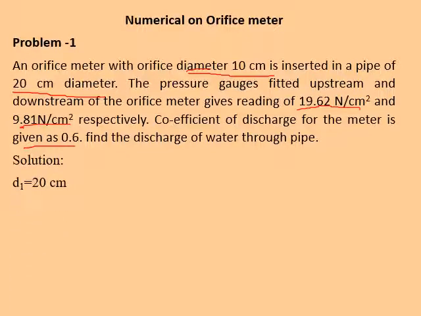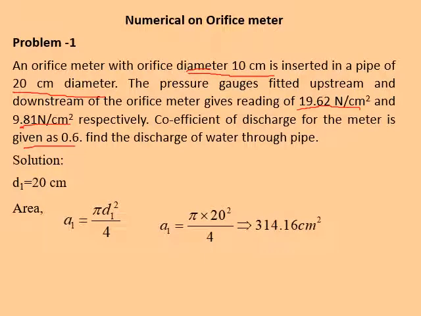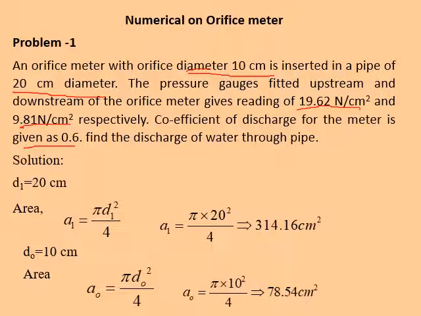The solution is like that. The D1 is given as 20 centimeter. Then find out the area at section 1 by using the formula pi into D1 square by 4. Now the area is equal to 314.16 centimeter square, and D naught, the diameter of the orifice, is 10 centimeter. Then find out the area at the orifice. That area is equal to 78.54 centimeter square. The CD value is 0.6.